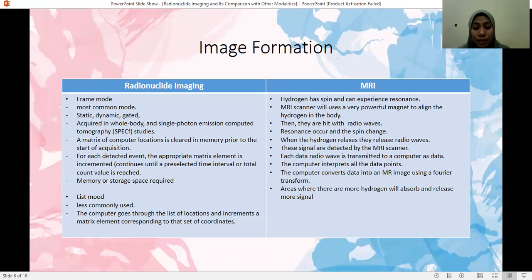Each radio wave is transmitted to a computer as data, and the computer interprets all the data points. Then the computer will convert the data into the MRI image using a Fourier transform, and the area where there are more hydrogen will absorb and release more signal.